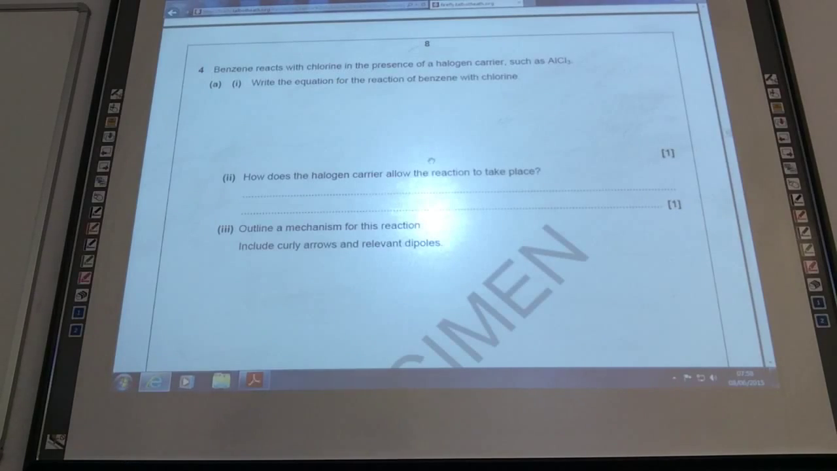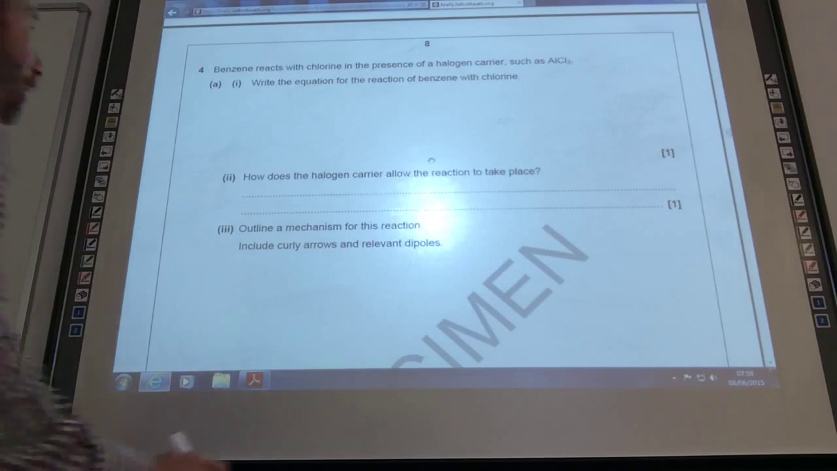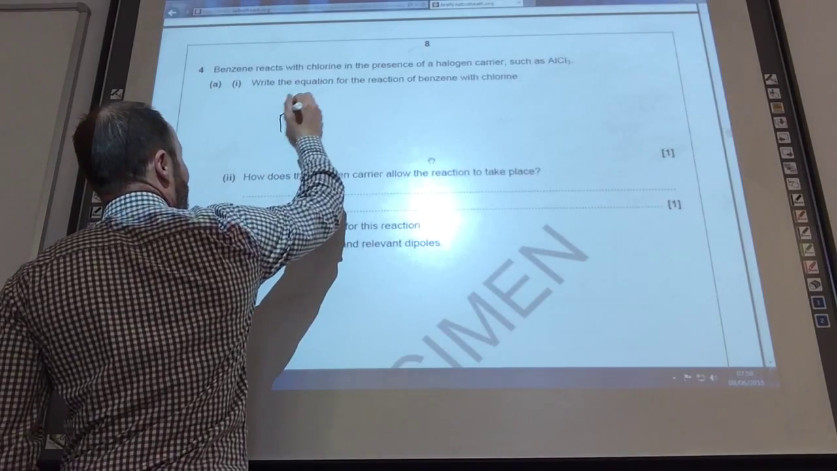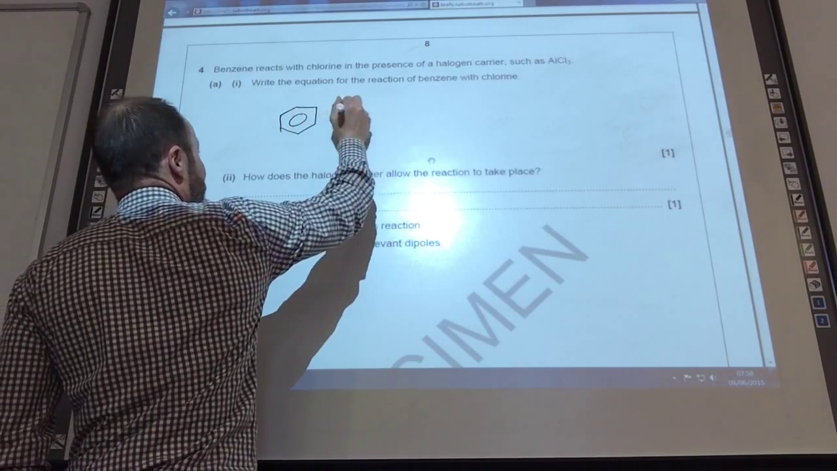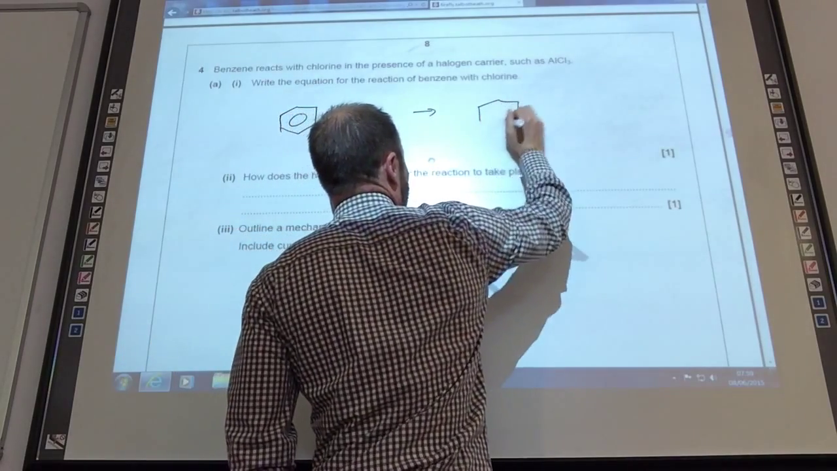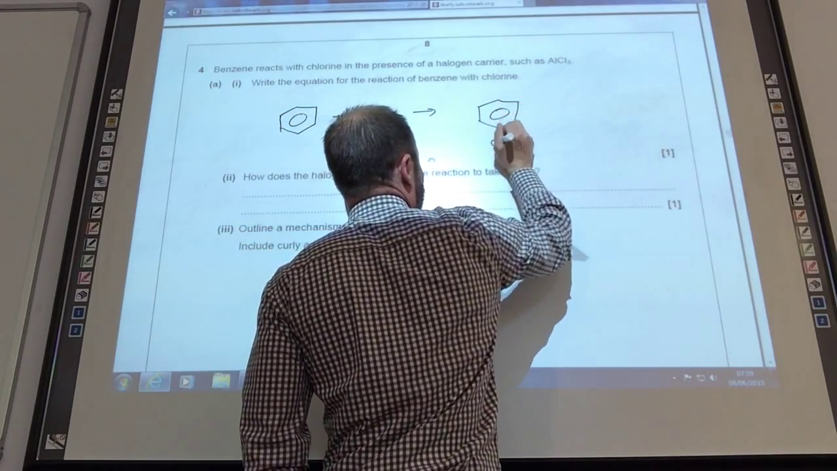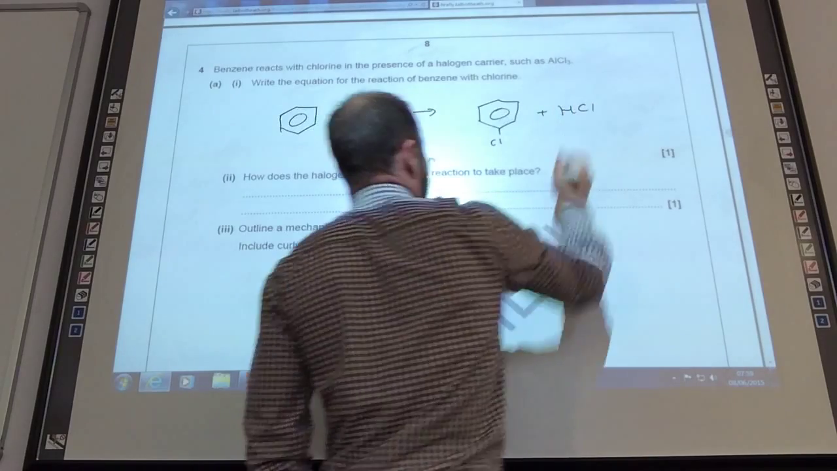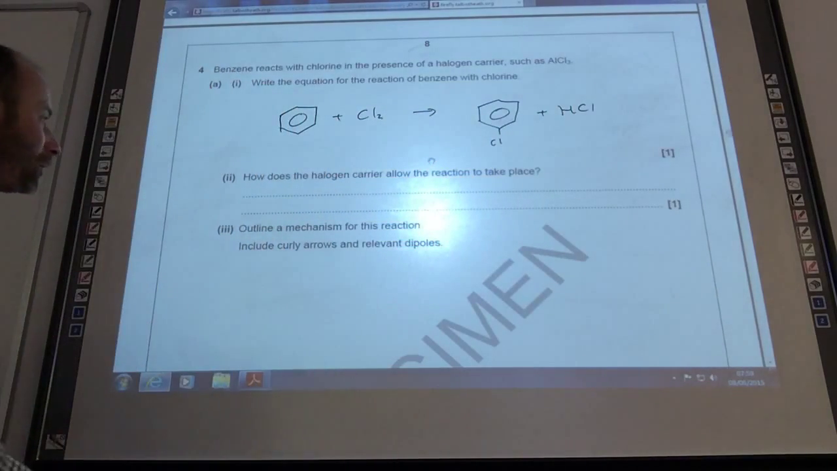Right, onto some benzene chemistry now. Equation for the reaction of benzene. Probably one of the first things you did as part of your AS course. Benzene with chlorine gives you chlorobenzene plus HCl. How does it work?